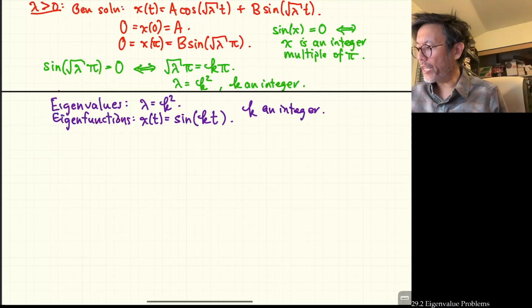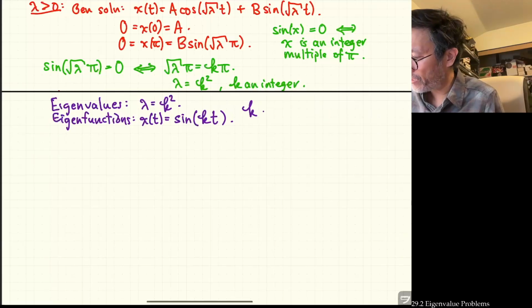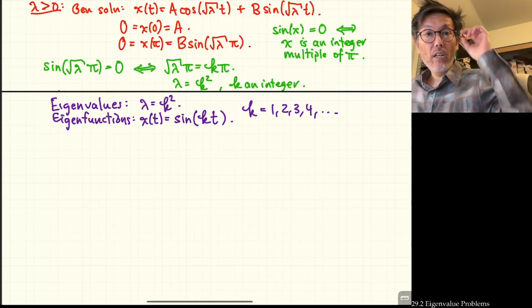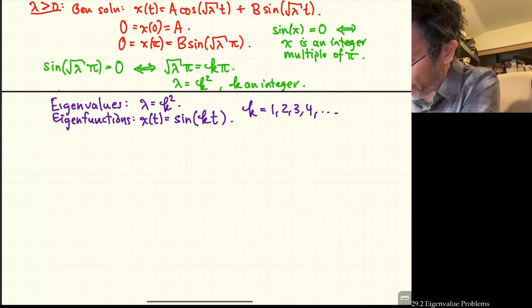And in fact, we can just take positive integers, because we're squaring k here. So we can take k to be 1, 2, 3, 4, etc. All right. So that takes care of when lambda is positive. Cool. How about when lambda is 0?